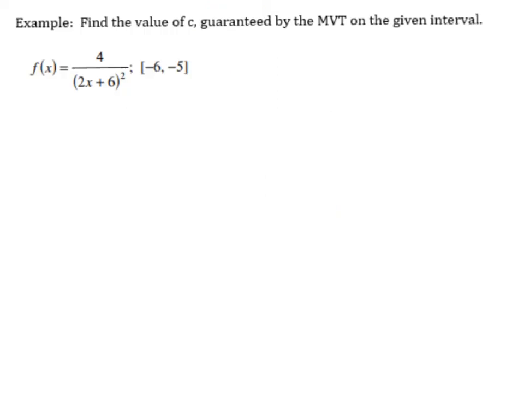All right, so for this example, this puts a couple of concepts together into one. Again, we want to find that value of c guaranteed by the mean value theorem for the given function on the given interval. So can you find the value of c on the interval -6 to -5, for which f of c times b minus a is equal to the integral from -6 to -5 of f of x dx? So take a second and see if you can do this. Pause the video, and when you come back, the screen will be up that will show you how to go through this.